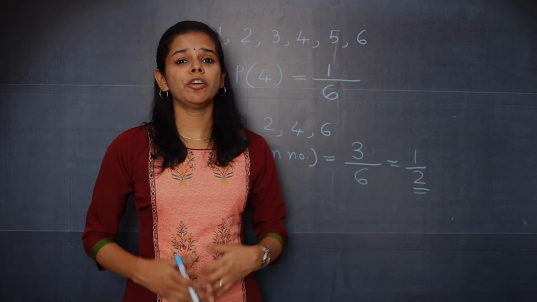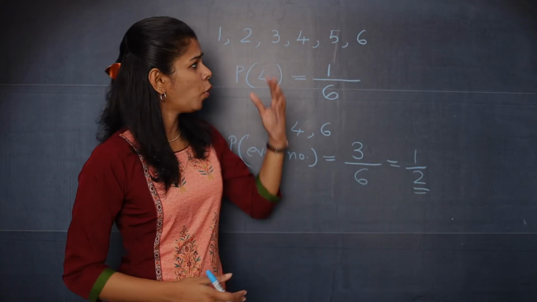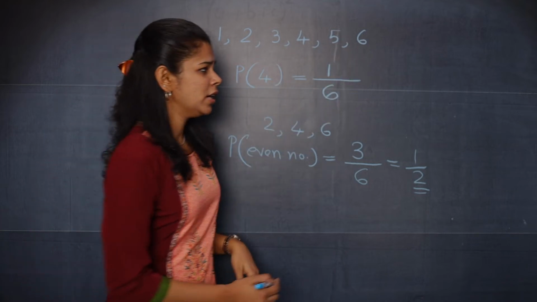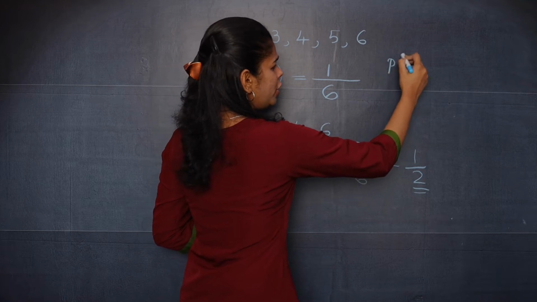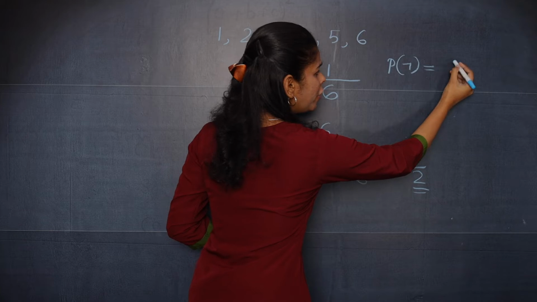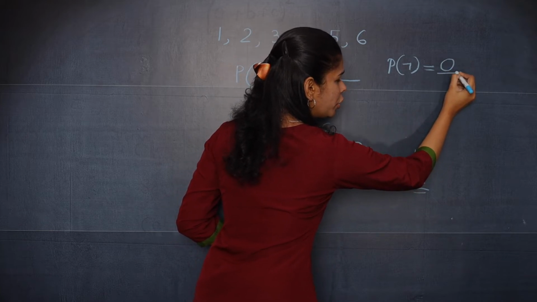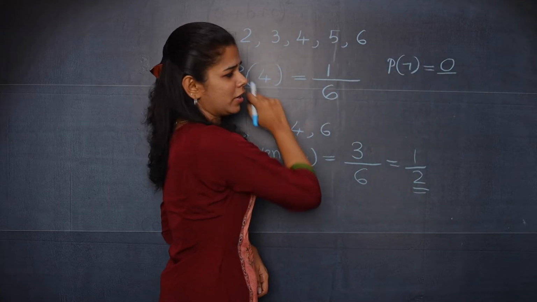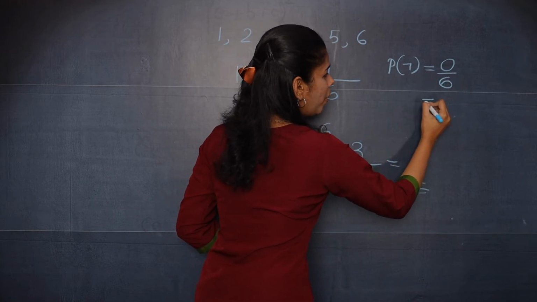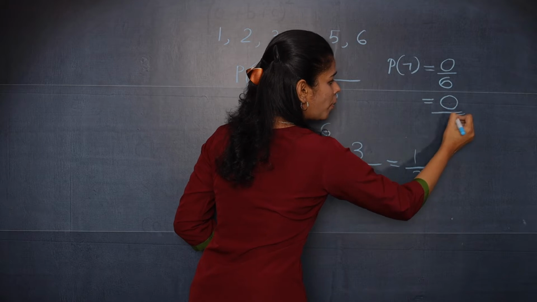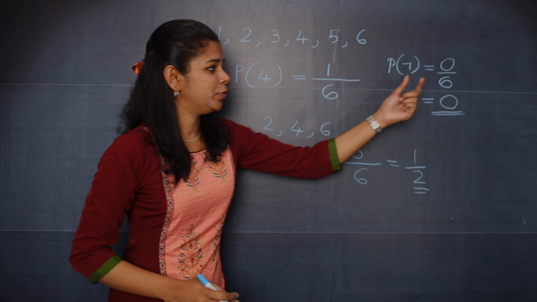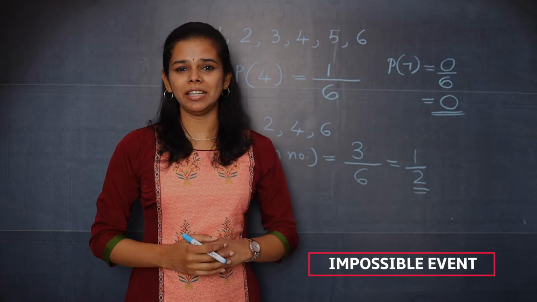What is the probability of getting the number 7 when you roll a dice? But here in the outcomes you cannot see the number 7. So the probability of getting the number 7 can be defined as the number of favorable outcomes, which is 0 because you cannot see any such outcome here, divided by the total number of outcomes, which is 6. So 0 by 6 is 0. So the probability value becomes 0 here. It means this is an impossible event.